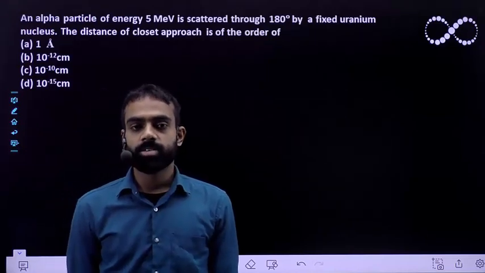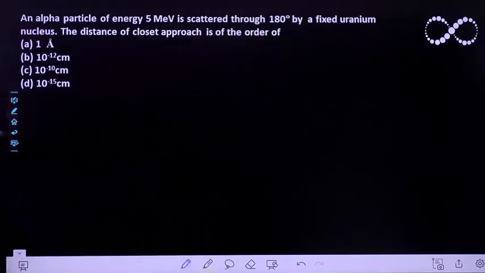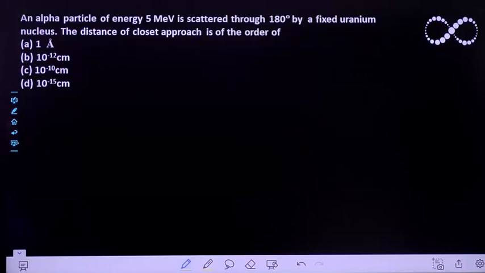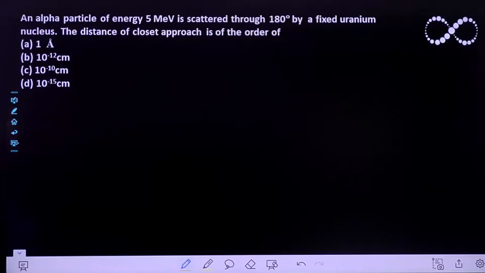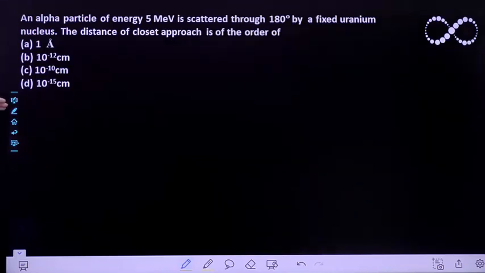Hello students, let us see this question here. An alpha particle of energy 5 MeV is scattered through 180 degrees by a fixed uranium nucleus. So what is the distance of closest approach? It is asking for the order here, and four options are given.